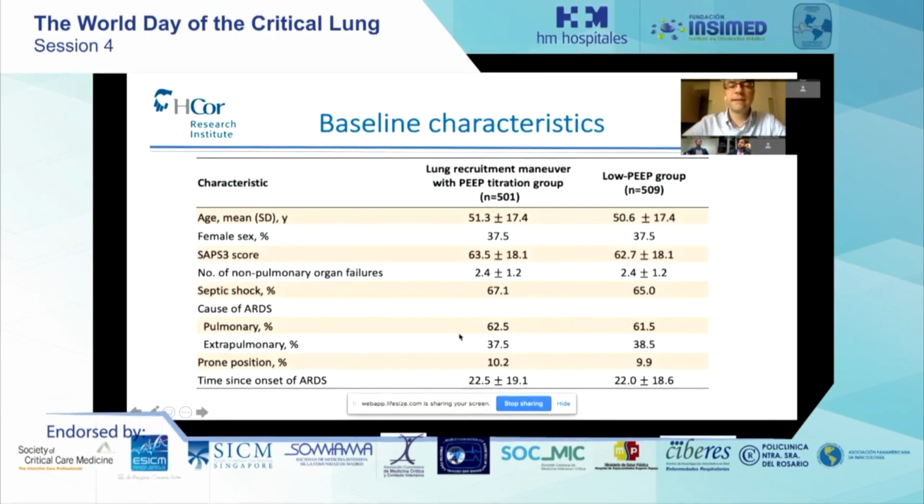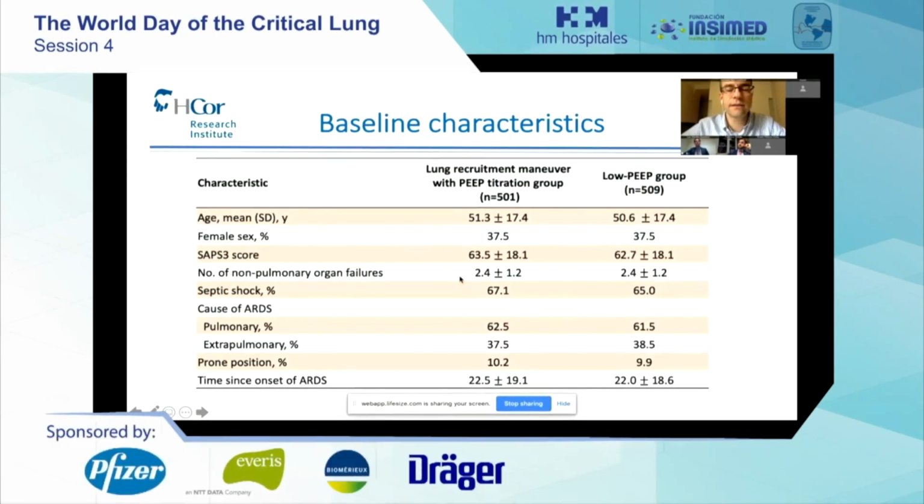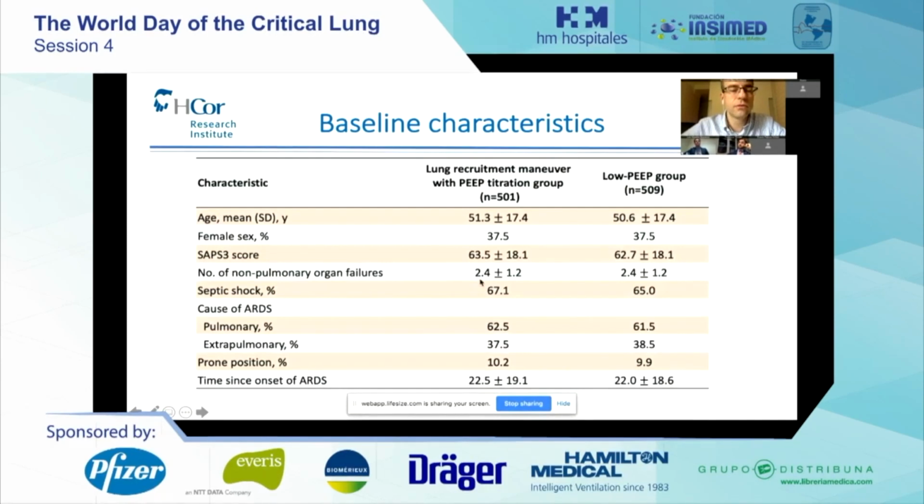These are the baseline characteristics of the patients. Basically, I would like to highlight that those were sick patients with high SAPS 3 scores, more than 2 non-pulmonary organ failures per patient on average, and 2/3 of them with septic shock.